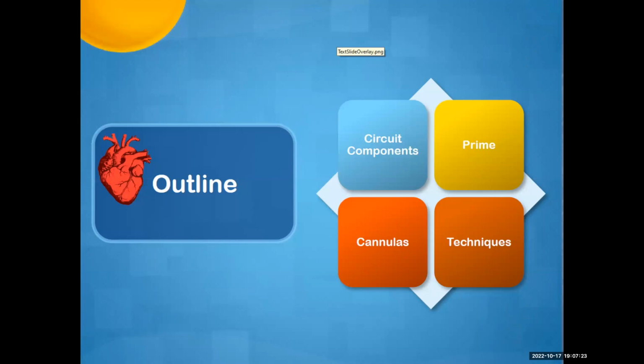Right, the nitty-gritties of the talk. I just wanted to touch base because, like I said, I didn't know what people had been exposed to and what they had seen. So what I'm going to talk about is cardiopulmonary bypass, the circuit. We're going to talk about circuit components, the prime, which is the fluid put in the pump, cannulas, and a few cardiopulmonary bypass techniques.